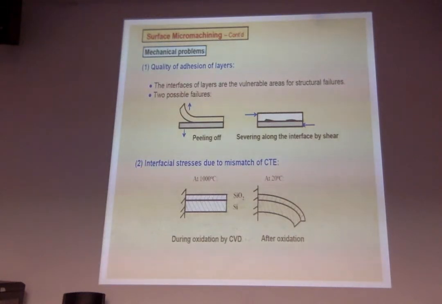They happen at very high temperature, like 1000 degrees or 800 degrees. So at those temperatures, these 2 dissimilar materials will function like bimetallic strips. Do you remember the bimetallic strips when I discussed them in the very beginning of these lectures? What will happen to the bimetallic strips? Do you remember that? 2 different materials have 2 different coefficients of thermal expansion.